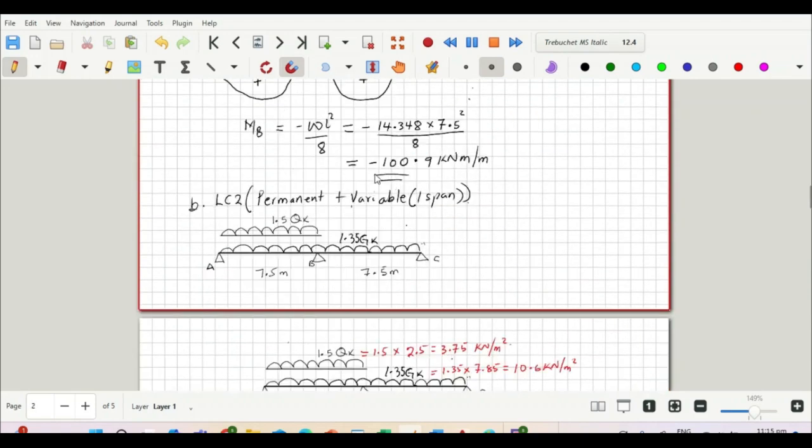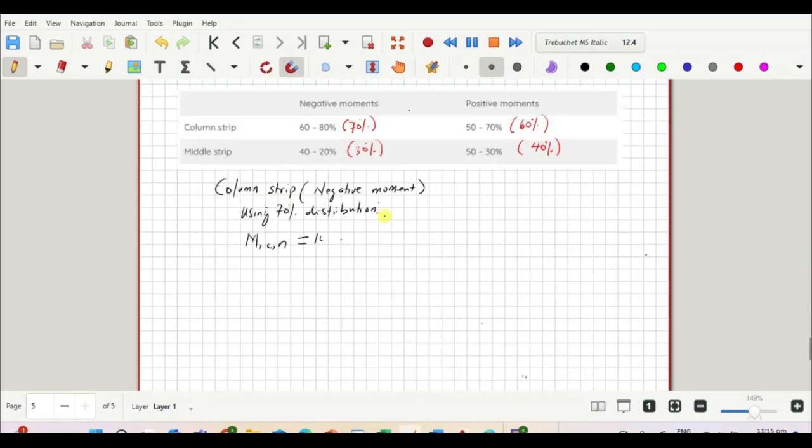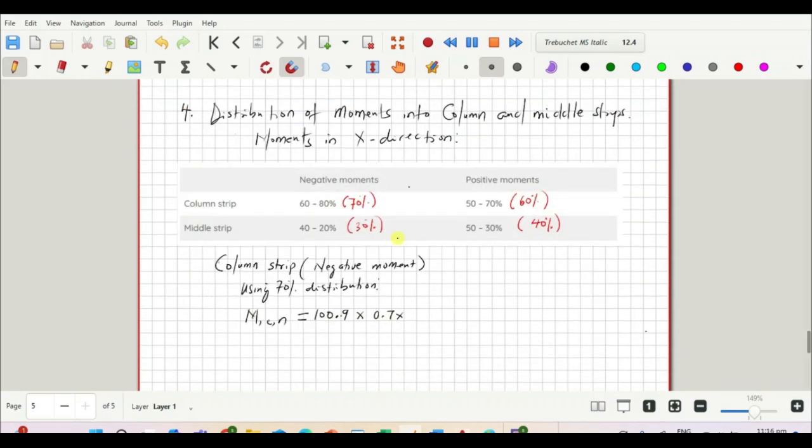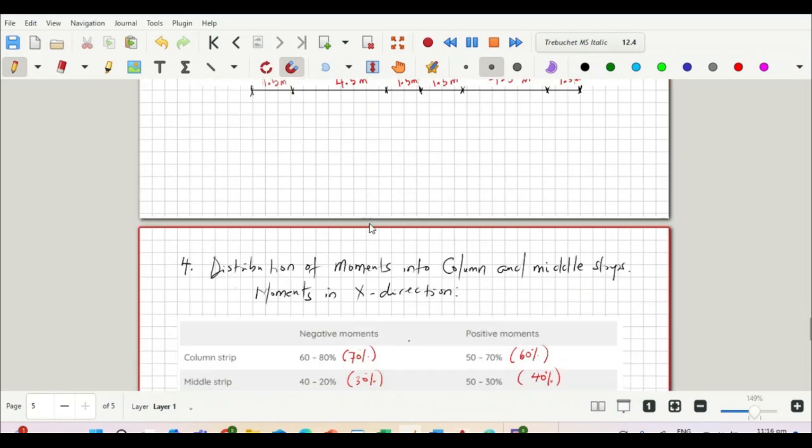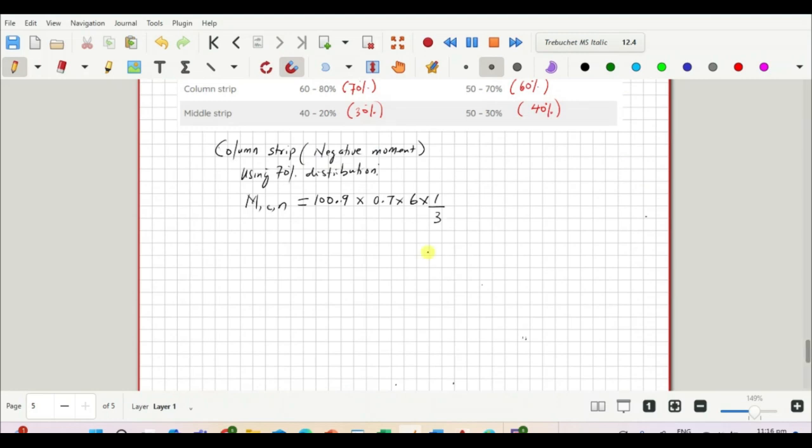So this negative moment, the minus 100.9, multiplied by the percentage. So we are using 70%, so 0.7 multiplied by the ly, which is the 6 meters. Again, multiplied by 1 on the width of the column strip, and that is x direction, so that is 3 meters. So if we work this out, we'll have a moment of 141.3 kilonewton meter per meter. So that is the column strip.